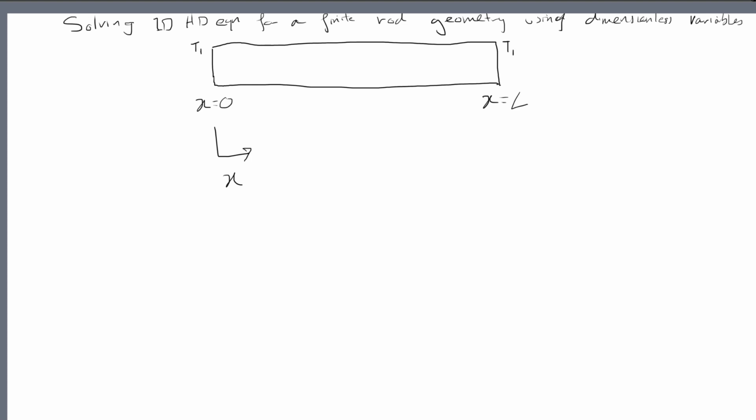So, what we mean by a finite rod is that it has a starting point and an ending point. And the starting point is at x equals 0, and the ending point is at some arbitrary length L. So the ending point is at x equals L. And we're going to say that the initial temperature of the rod is T0, so the rod is uniform in that temperature.